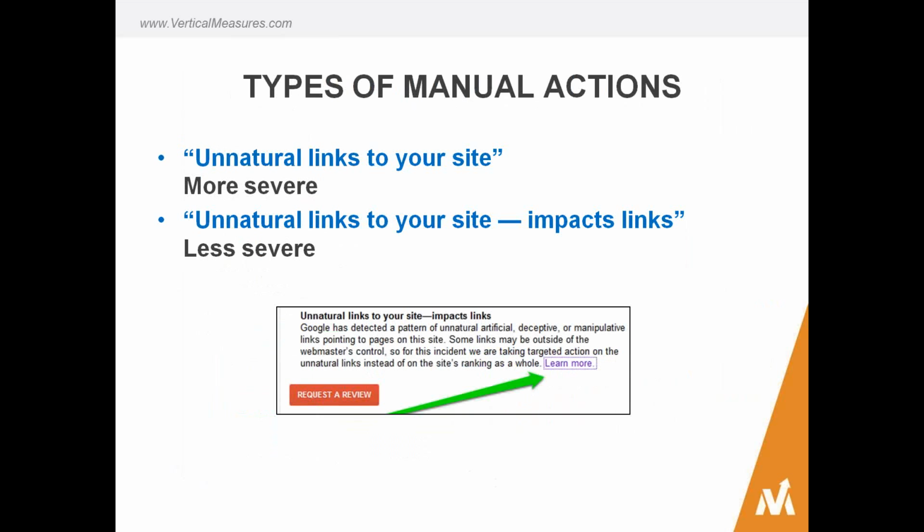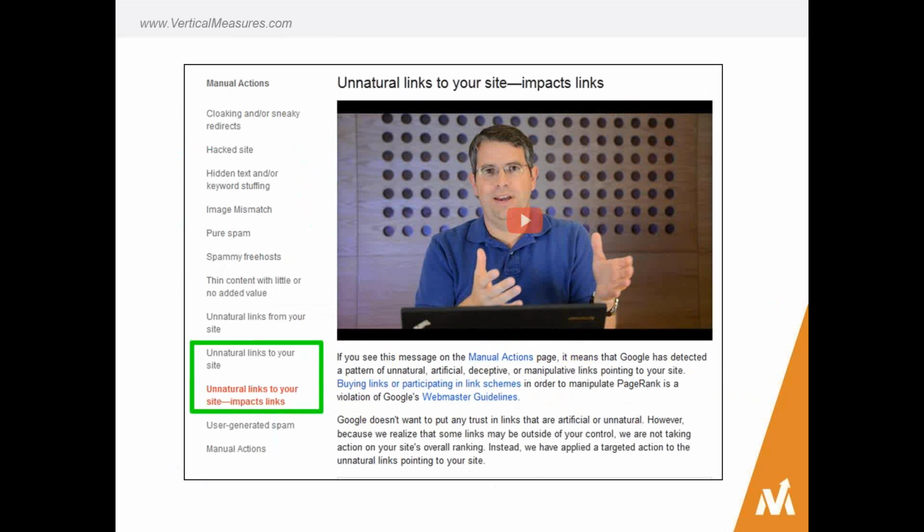And I want to talk about that. Basically, if Google sees a bunch of spammy links pointing to only a couple pages of your site, or if they detect a pattern that might have been a temporary thing, maybe perhaps you hired an SEO firm that said, yes, we're going to get you on page 1 of Google, and they went out and built a bunch of really bad links to your site, but you happen to have a lot of great natural links to most of your site, then this is the type of review that you'll receive. If you receive the second one, the unnatural links to your site impacts links, that's much less severe. We'll talk about that.